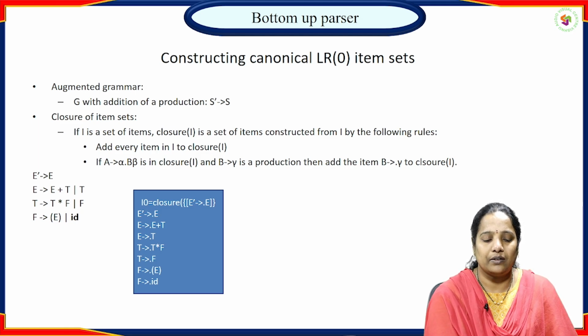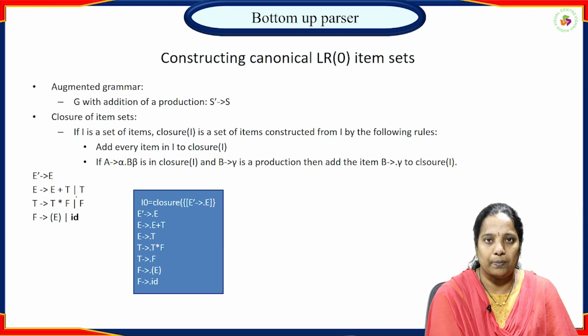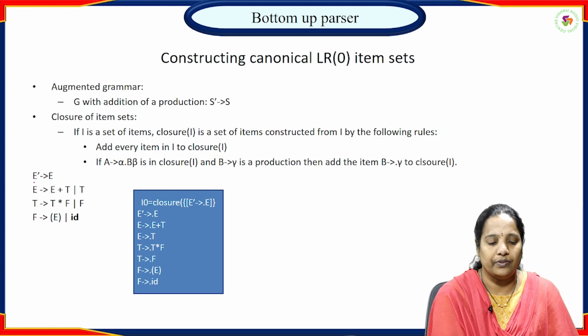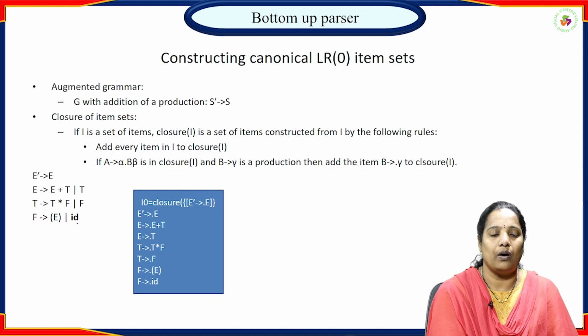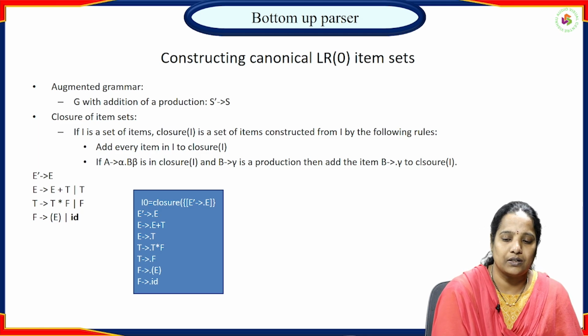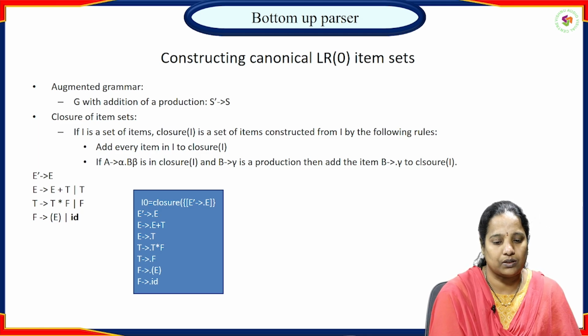Then we get the production as, for example, E tends to E plus T or T, T tends to T star F or F, F tends to E or id is your given grammar. For this, if you want to find the augmented grammar, I write one new grammar symbol called E dash that tends to the existing starting production E. Then the production E dash tends to E will be added to the grammar. Overall this is called the augmented grammar. From the augmented grammar, we need to start the construction of the collection of items.